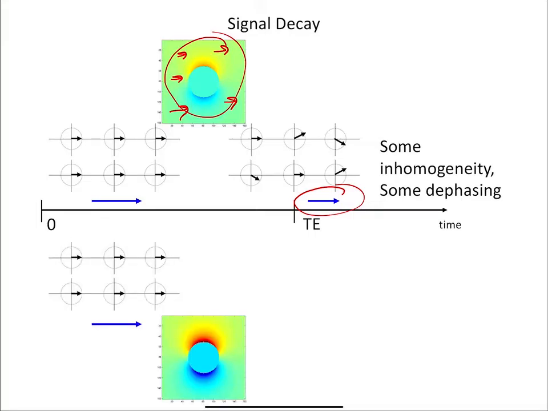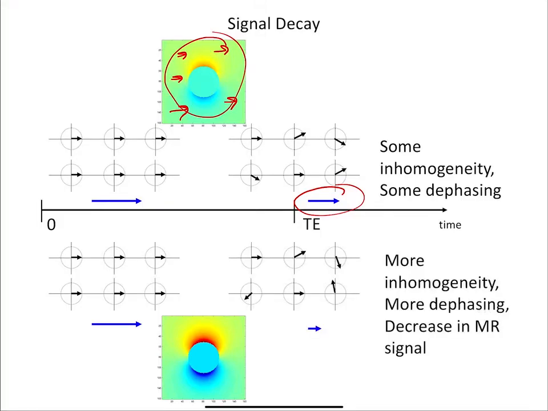Now, if I increase the inhomogeneity even more, so now the red is redder and the blue is bluer, the spins are going to get even more out of phase. And so the resulting MR signal is going to be even smaller. Okay? So this is just showing how inhomogeneities in the field can give rise to signal decay.